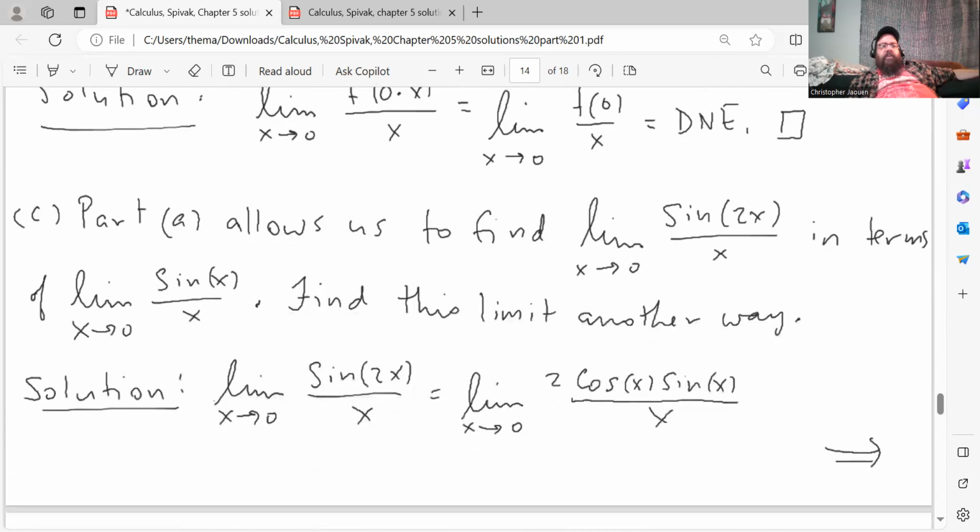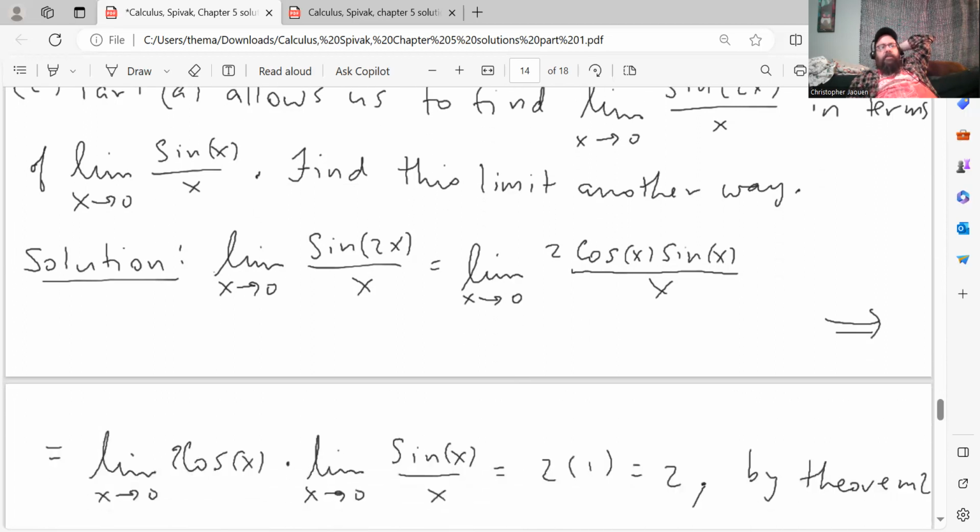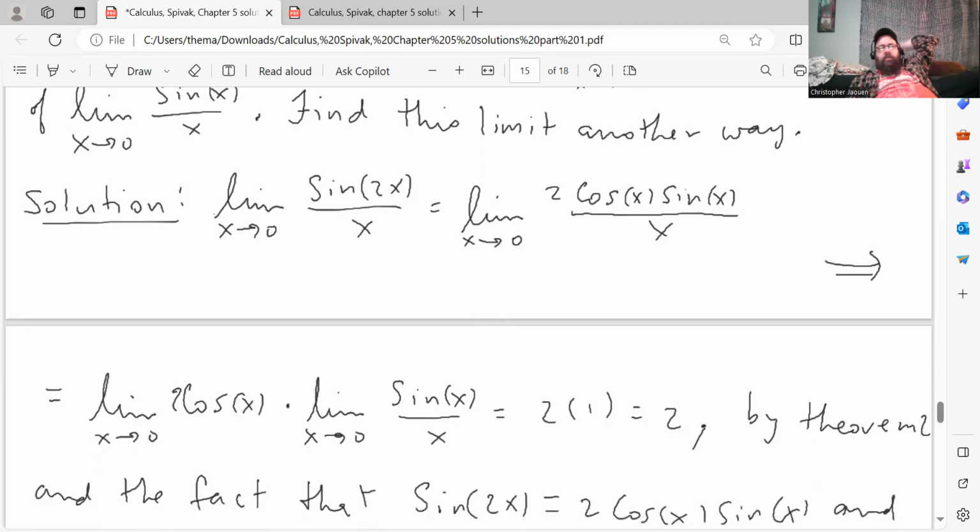All right, part C. Part A allows us to find the limit as x goes to 0 of sine of 2x over x in terms of the limit as x goes to 0 of sine x over x. And he asks us to find this limit another way. So I just used a trig identity to do it. There are other ways you can do it.